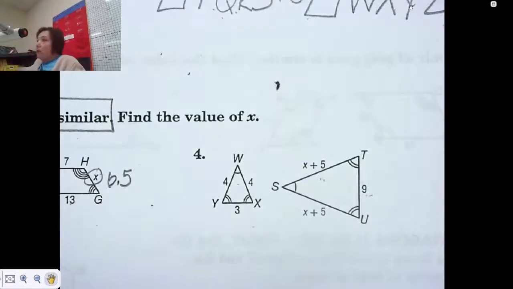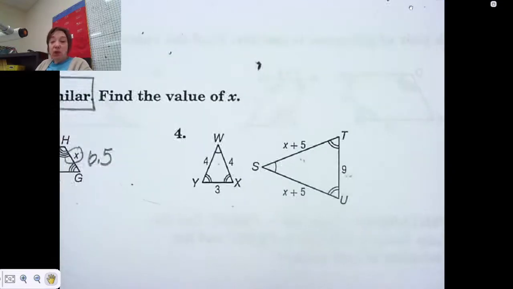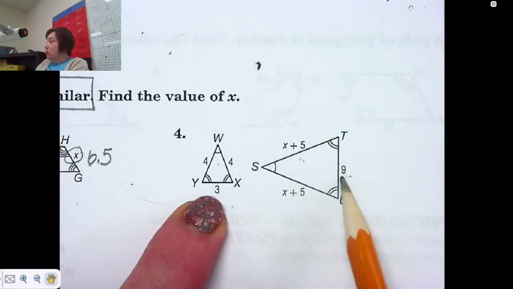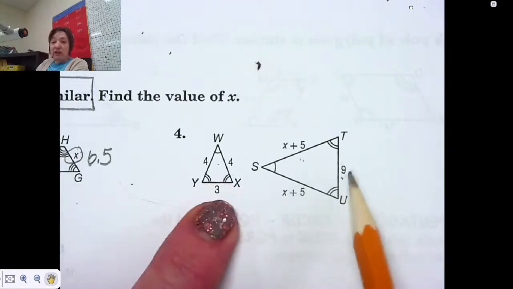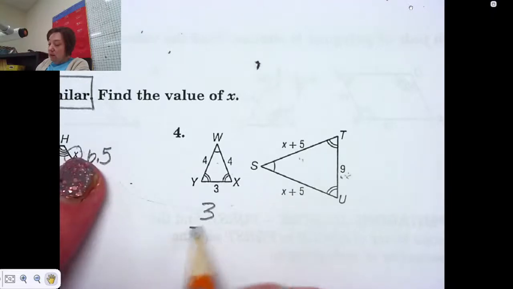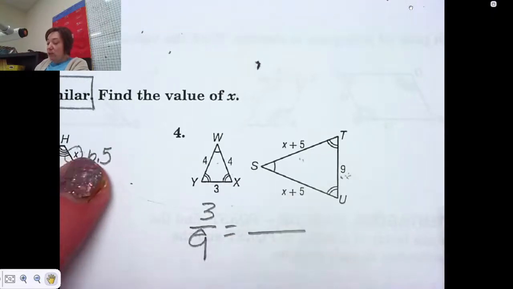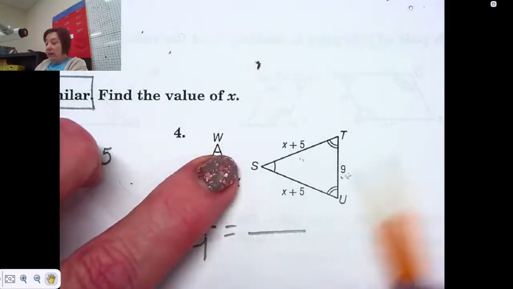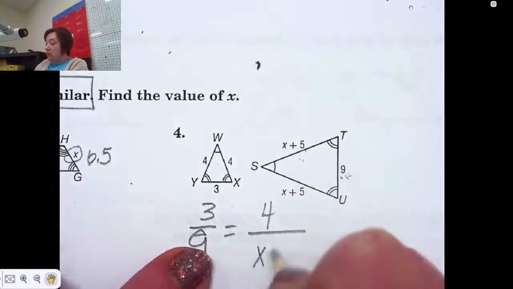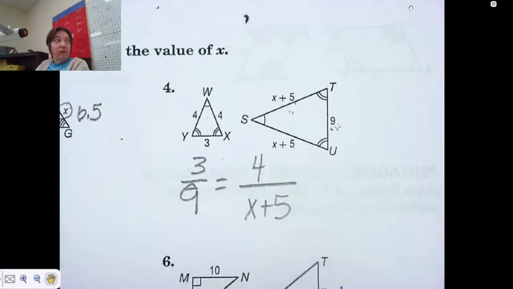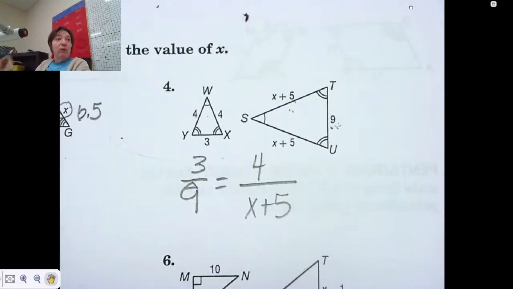But remember yesterday us learning proportions? That's because it makes this easier. Okay, so what we're going to do is set up a proportion. We're going to set up a ratio of this side to this side, the numbers we know. So what is the ratio of this side to this side? 3 to 9. So then we're going to set up a ratio of this side to this side. So it's going to be 4 on top and then x plus 5 on bottom. Just like that, right?